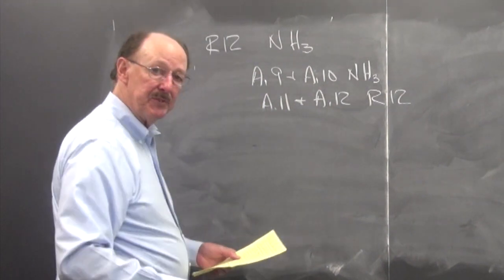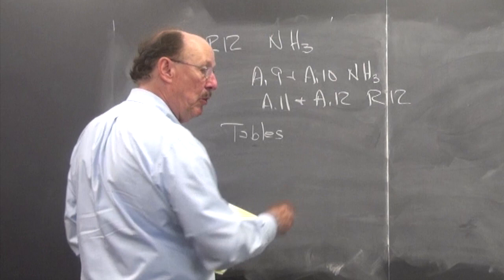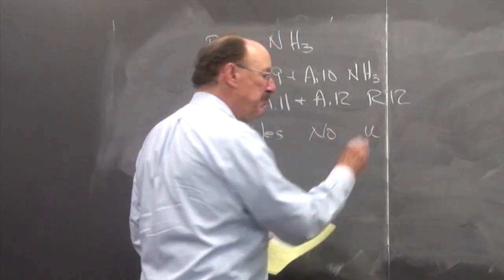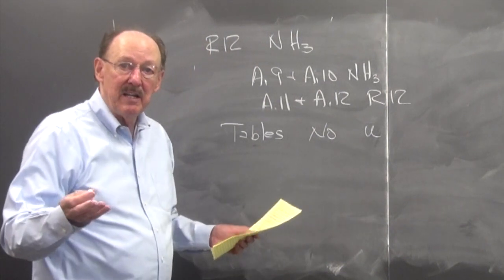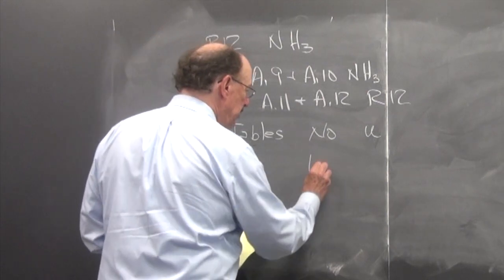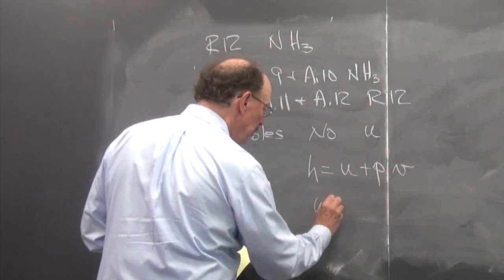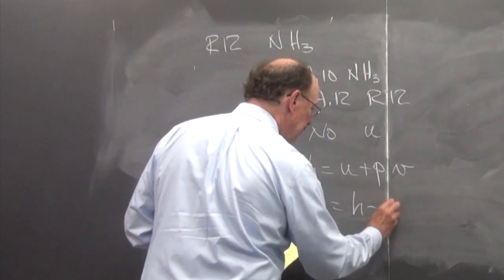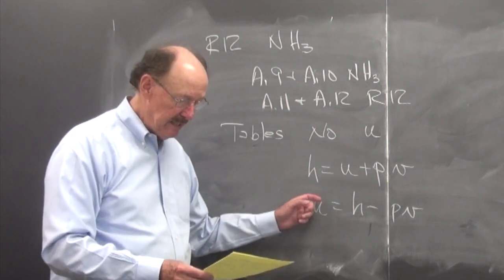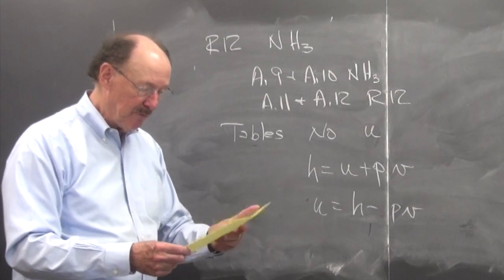So if I look at the tables, you'll see there's no internal energy there, so you have to use the definition of enthalpy. H is equal to U plus PV, and solve for U. So U is equal to H minus PV. If I need internal energy, I have to calculate it this way. So let's do an example for that.